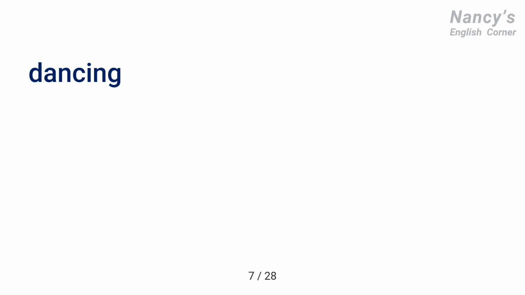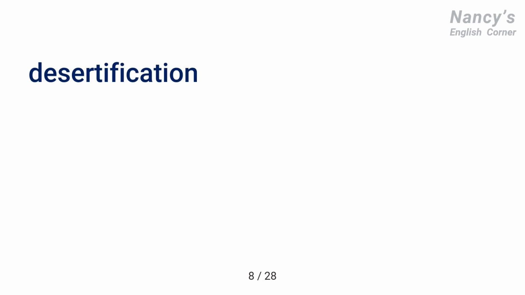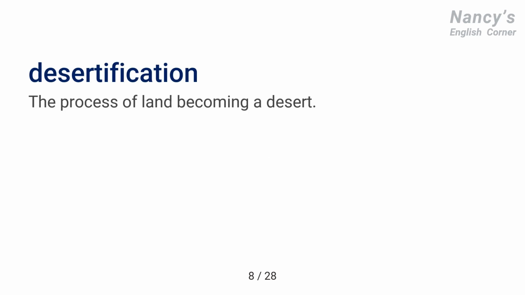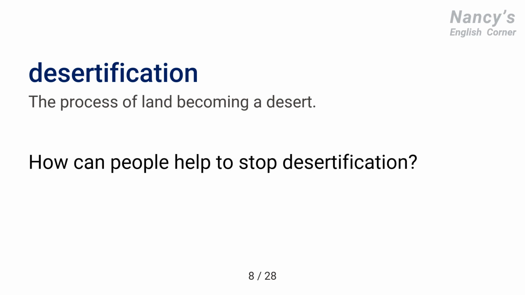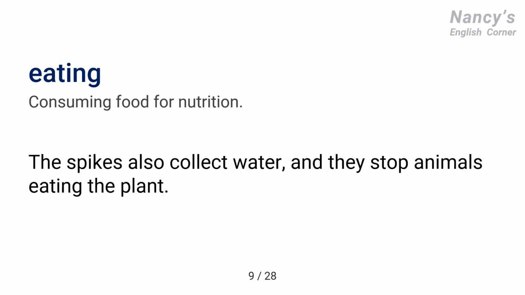Dancing. Moving rhythmically to music. There are 3 days of music, dancing, and camel racing. Desertification. The process of land becoming a desert. How can people help to stop desertification? Eating. Consuming food for nutrition. The spikes also collect water, and they stop animals eating the plant.